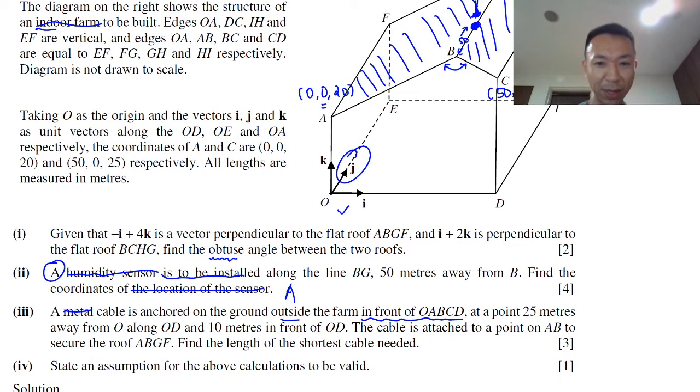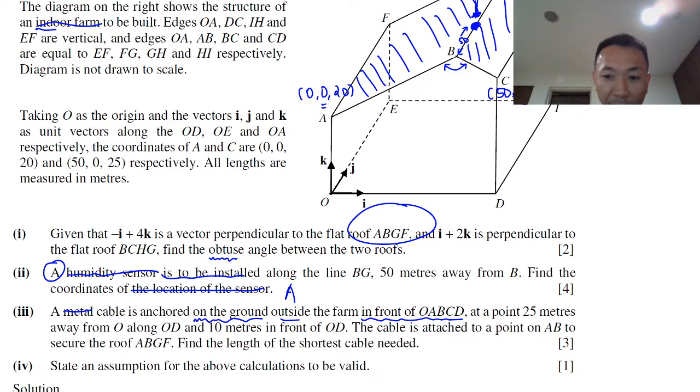Maybe I erase some things first, otherwise the diagram looks so confusing. So, you want a cable to be anchored on the ground. See, this one is important. On the ground. That means you have no z coordinate. Outside the farm, in front of OABCD. Outside the farm. That means somewhere here. Yes, somewhere here, referring to the diagram.